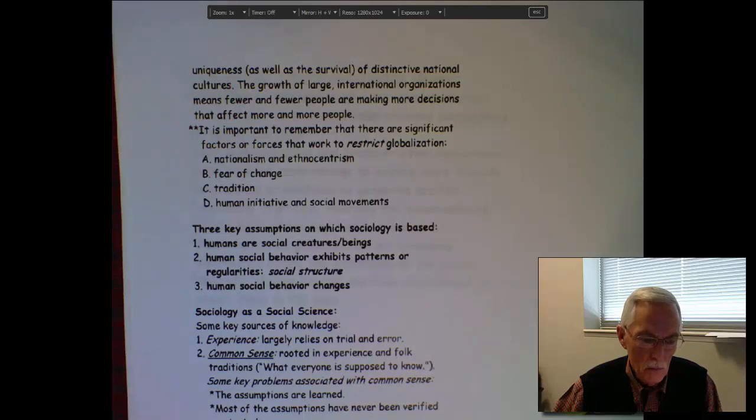We become very comfortable with the way things are. It's sometimes difficult to change, even if we have very, very little. Likewise, we often oppose that which isn't the way of our parents, our people, our family, our religious beliefs, for example. Tradition is a potent resistor to the spread of globalization. And then there's, last but not least, human initiative and social movements. Simply put, people can either encourage and welcome globalization efforts or oppose them.